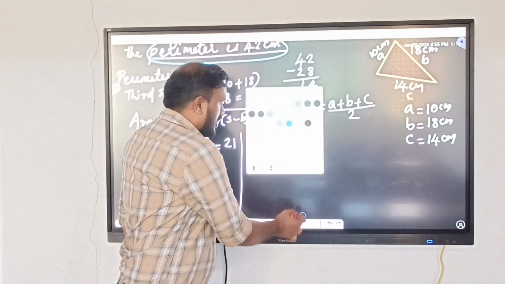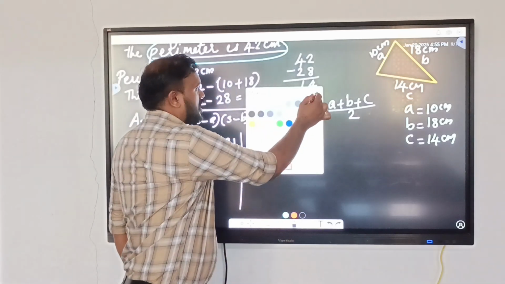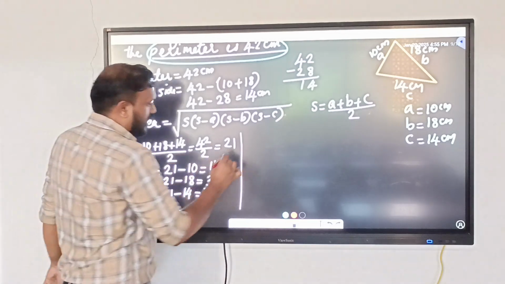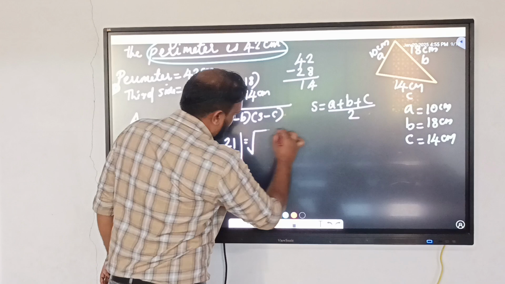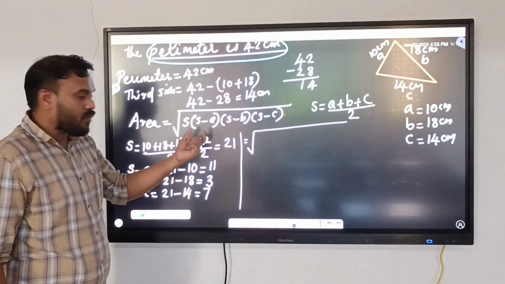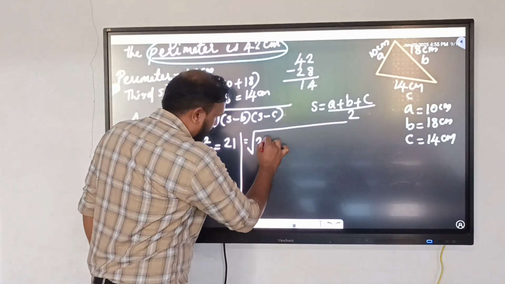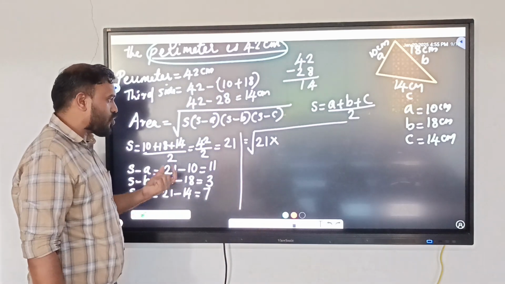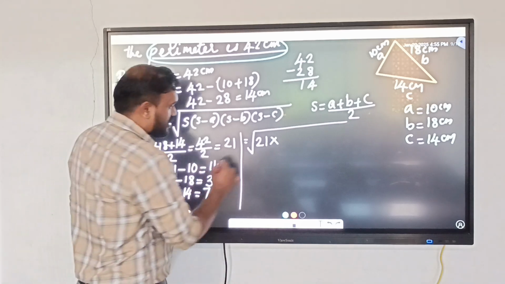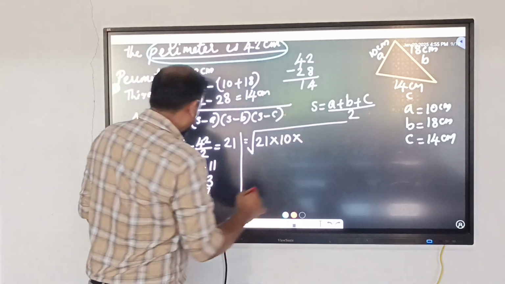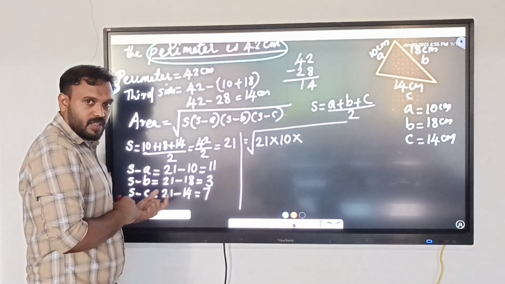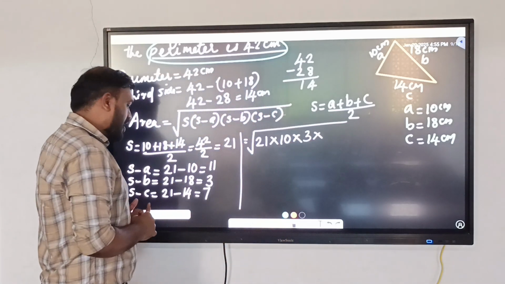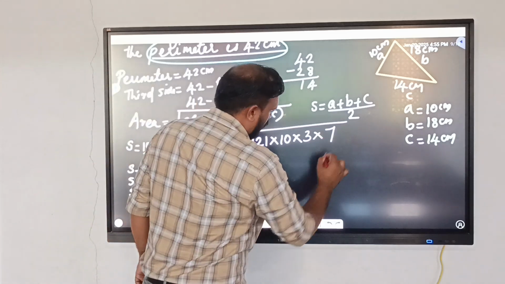Now let us apply Heron's formula in the given question, or let us find the area of the triangle using Heron's formula. That is root of the value of s, 21, into s minus a, that is 21 minus 10, that is 10, into s minus b, that is how we got 3, into s minus c, that is 7.